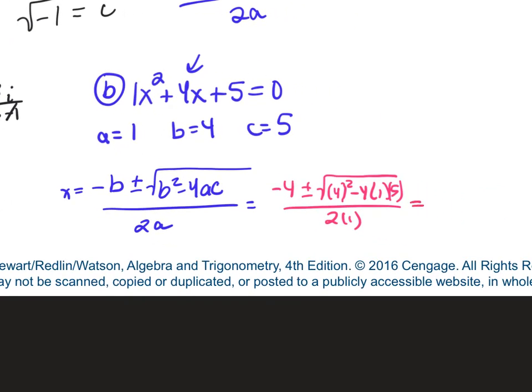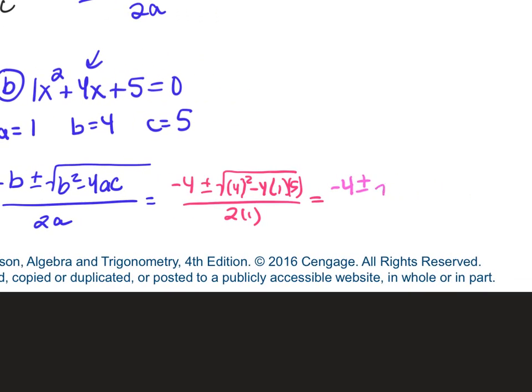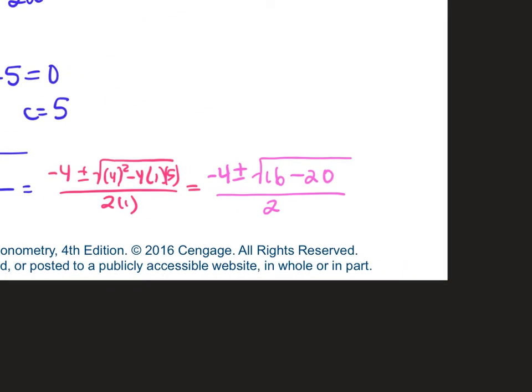Do I? Does it appear that I do? Okay, good talk. So we're going to say negative 4 plus or minus. Everybody with me? What is 4 squared? 16. 16 minus, what's 4 times 1 times 5? 20. All over 2 times 1 is 2. Okay, keep simplifying. Negative 4 plus or minus. What is 16 minus 20? Negative 4. Negative 4 over 2.